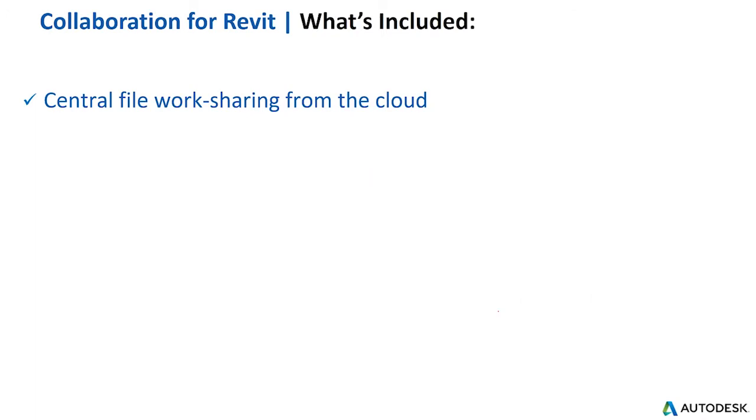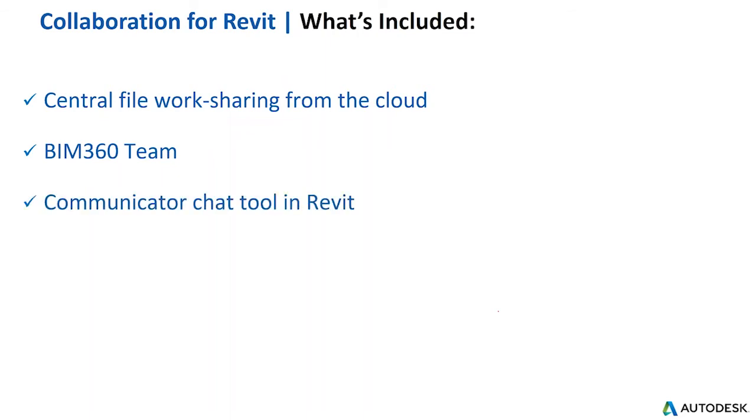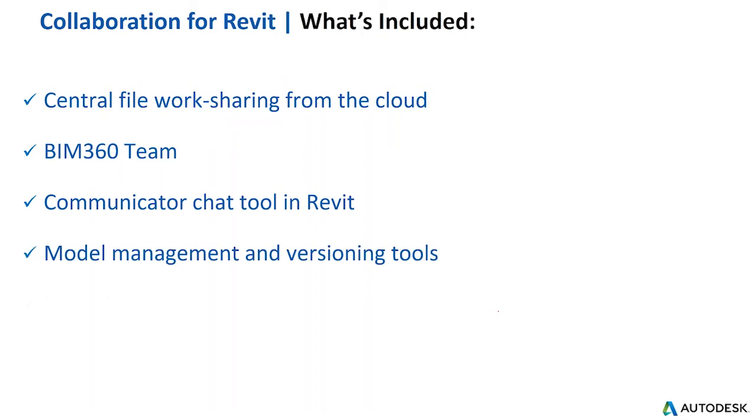Okay, so collaboration for Revit. This is when you subscribe to that, you get this central file capability. The people who are going to be licensed in C4R by default will get a license of BIM 360 Team. You'll get the Communicator, you'll get these model management and versioning tools, and you'll get scalable licensing.